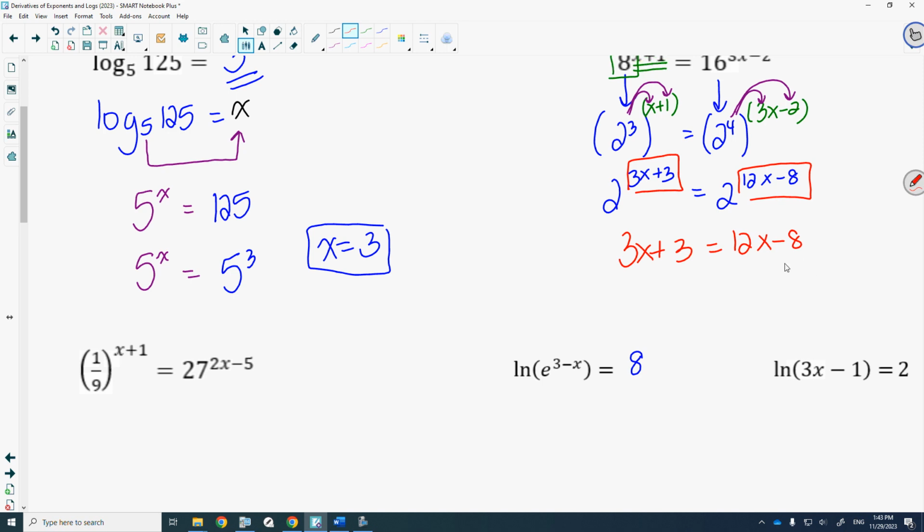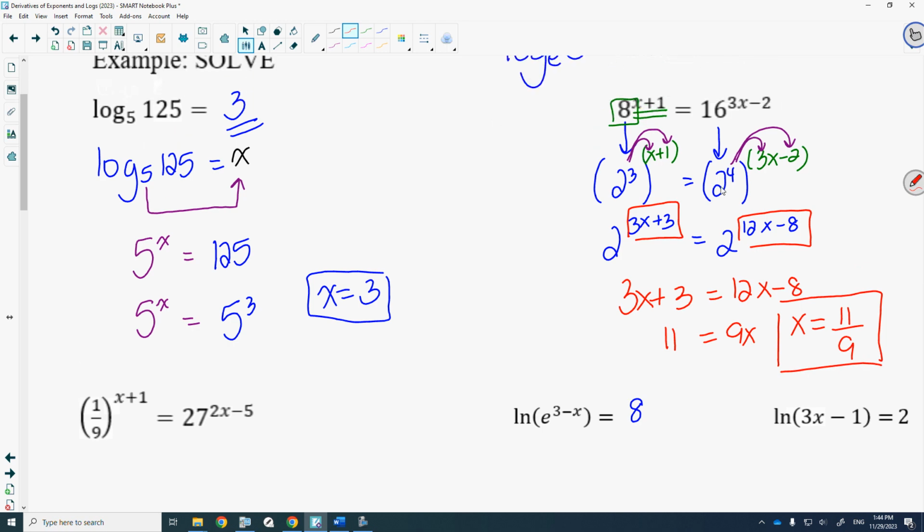Are you guys bringing your x's to the right? Okay, so let's add 8, and we'll get 11 is equal to minus 3, 9x. And x is equal to 11 over 9. If we had a calculator, we could verify by typing in 8 to the power of 11 over 9 plus 1. That would give me the exact same answer as 16 to the power of, and I put an 11 over 9 here.